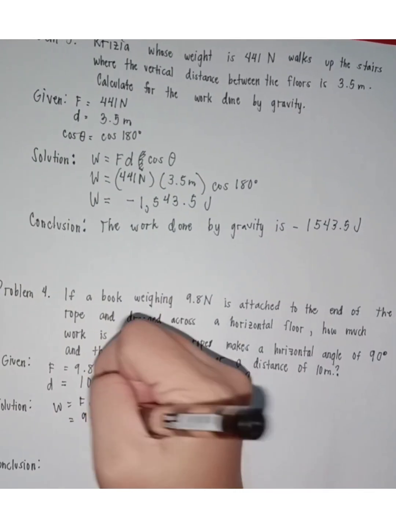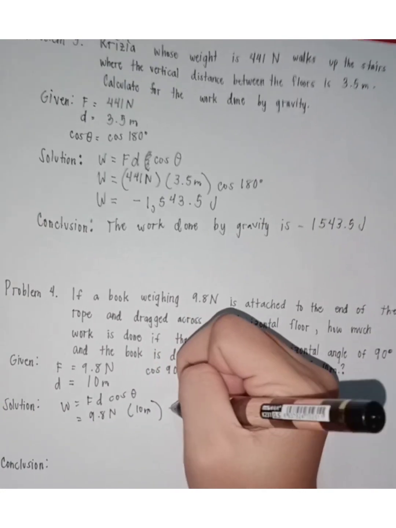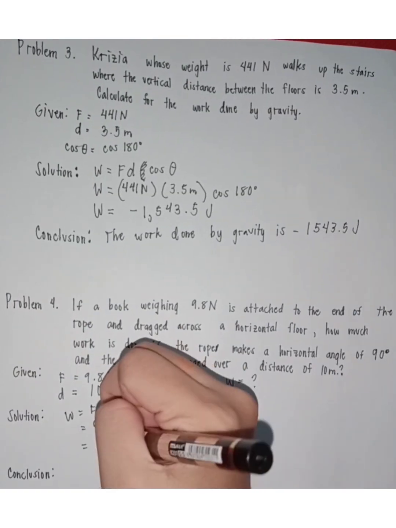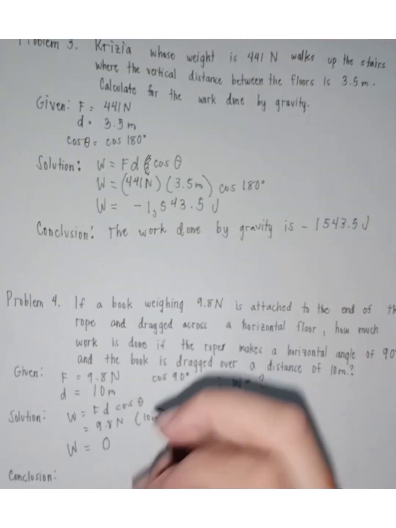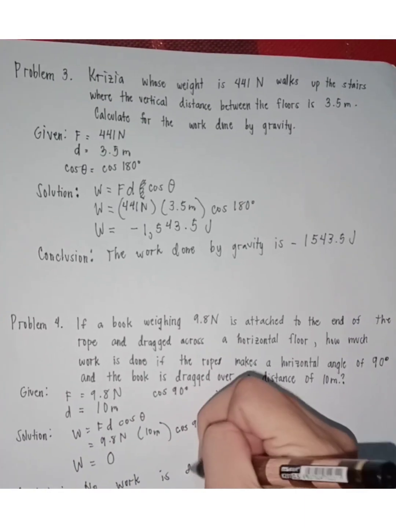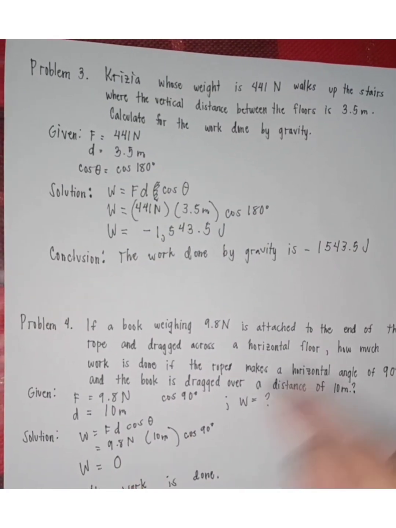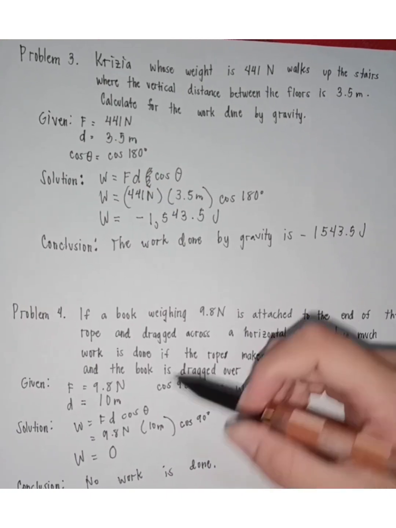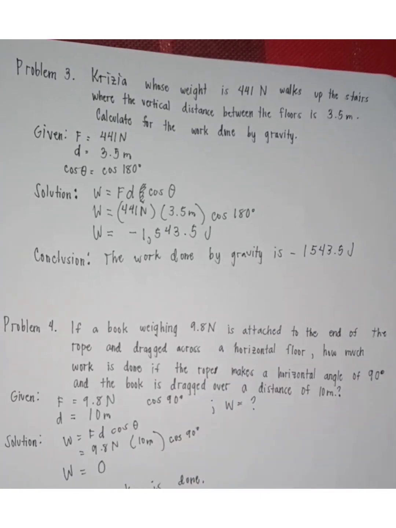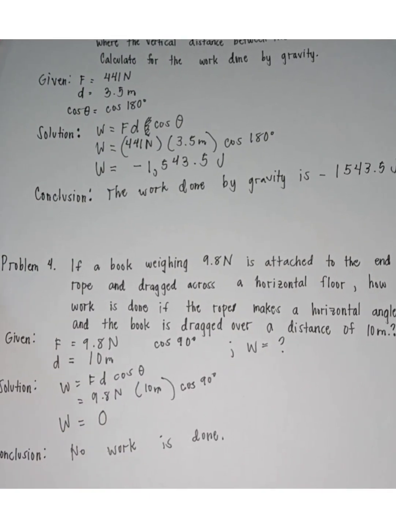So the solution: work, substitute 9.8 times 10 meters and cosine 90 degrees. So the answer will be 0. So the conclusion: no work is done. I just made this to show you that if we have cosine 90 degrees, work will result to 0. Automatically, no work is done.